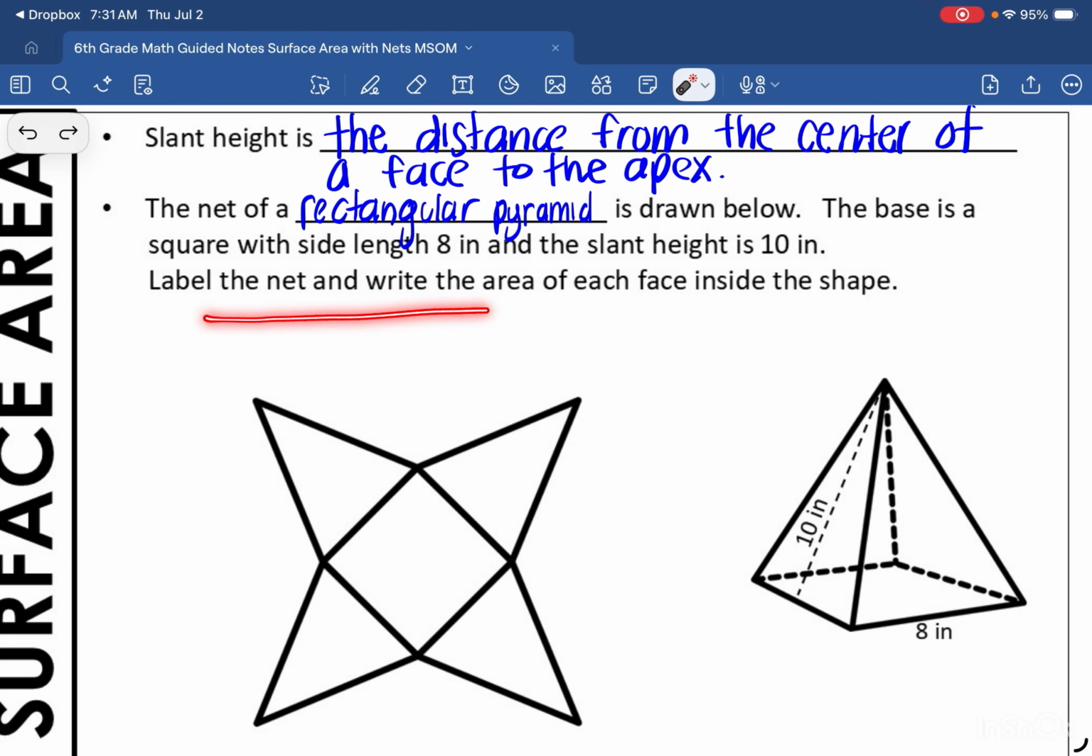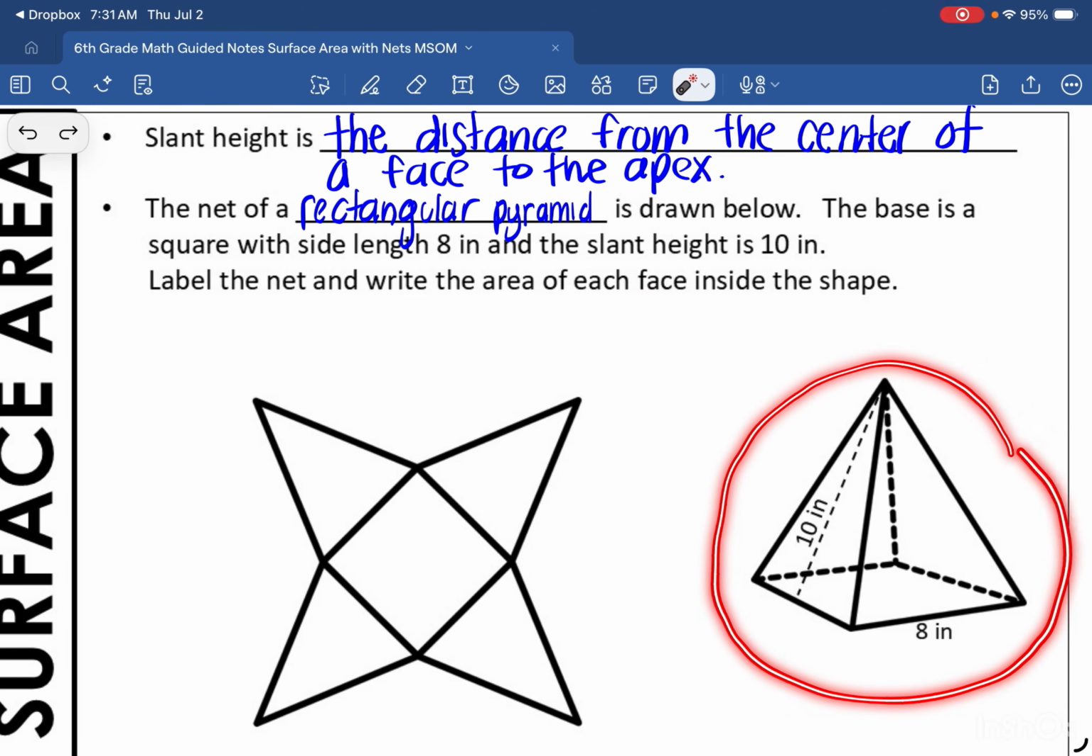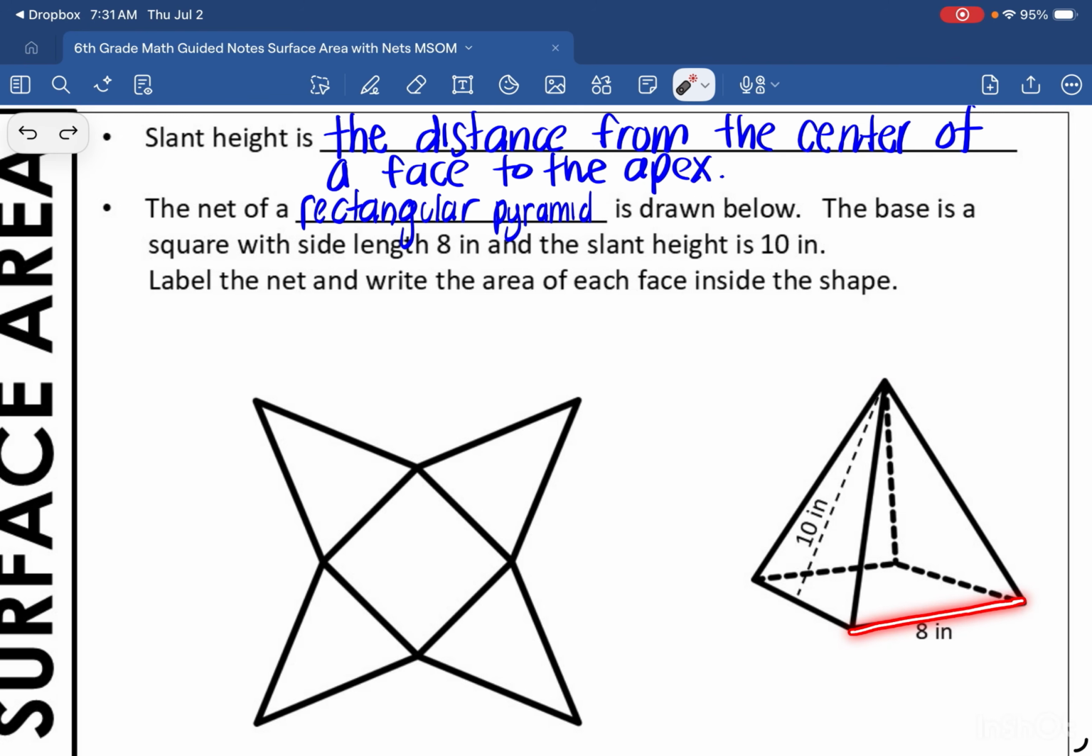Label the net and write the area of each face inside the shape. So it labels this on this shape. So the base is 8 inches. That length right there will be this length right here, or any of these lengths. They will all be 8 inches. This right here is the slant height. You can see where it's called slant height because it's slanted. But when I unfold it, that's going to be the height of the triangles at 10.